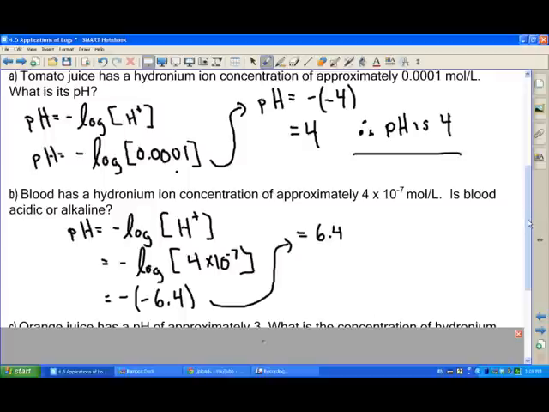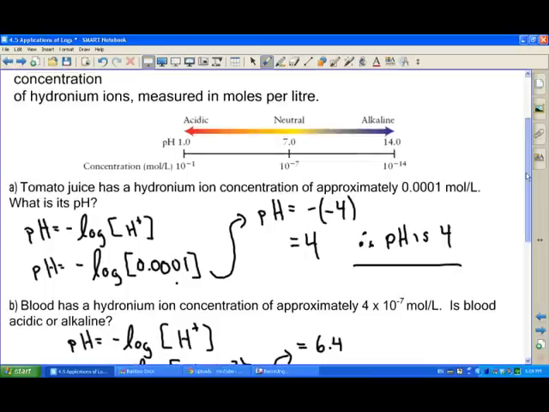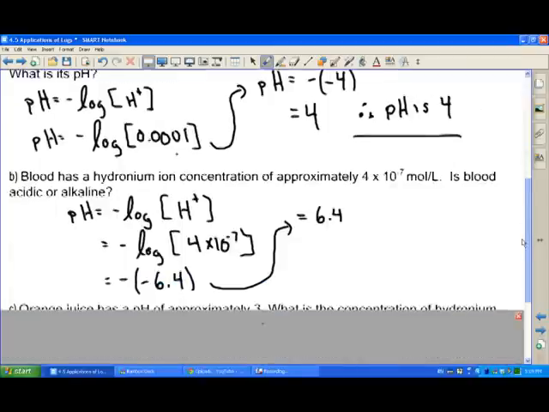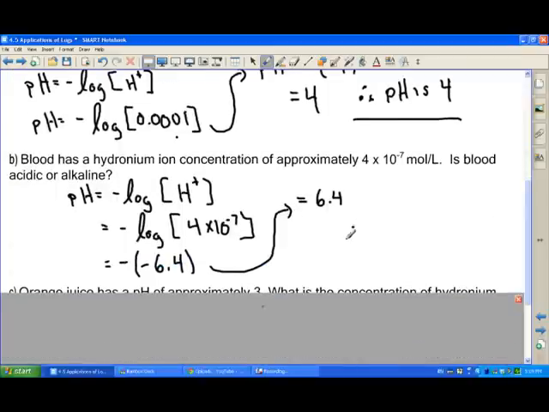If we look at our table, a value of 6.4 is about here, which means that blood is a little bit acidic.